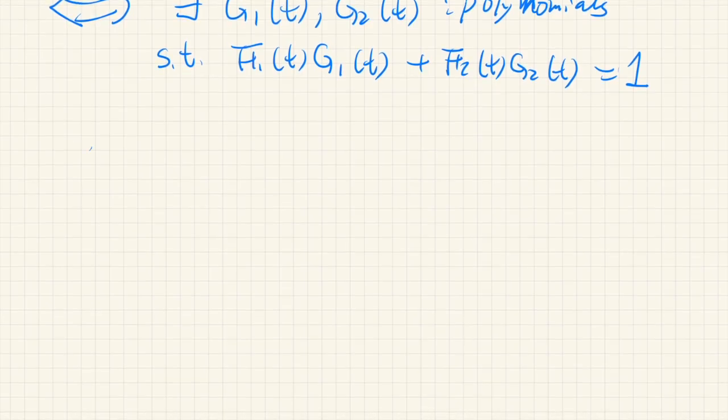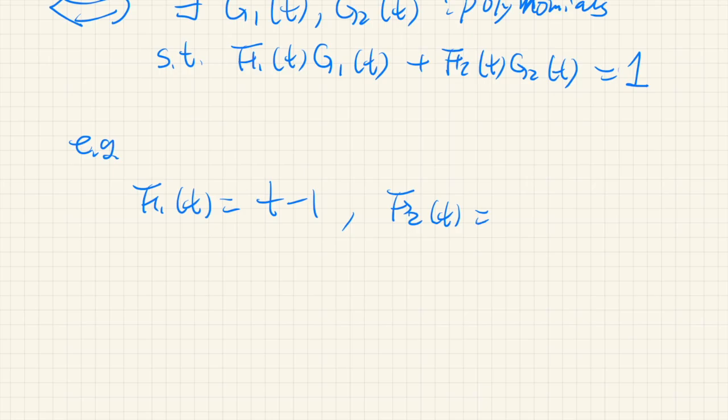For example, if f1 of t is equal to t minus 1 and f2 of t is equal to t minus 2. Of course, these two polynomials are coprime because t minus 1 equal to 0 means t equal to 1, and t minus 2 equal to 0 means t equal to 2, and the solutions are different, so they are coprime.